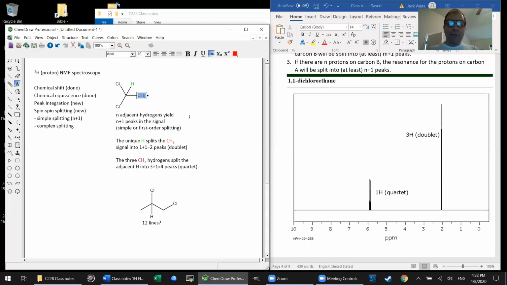Likewise, the methyl group is also no longer a singlet. It's split into a doublet, and you can maybe see 2 lines here. This one doesn't show up as clearly as the next one.